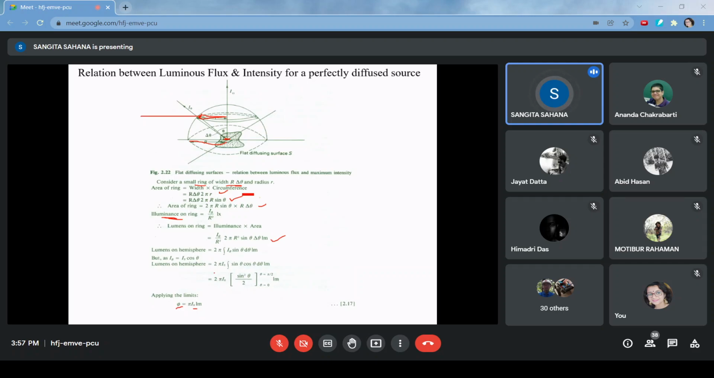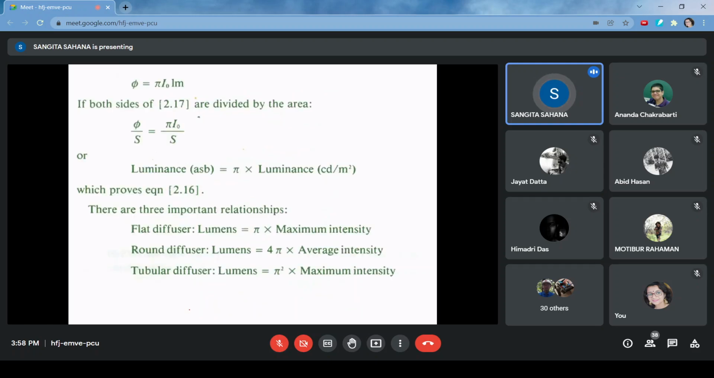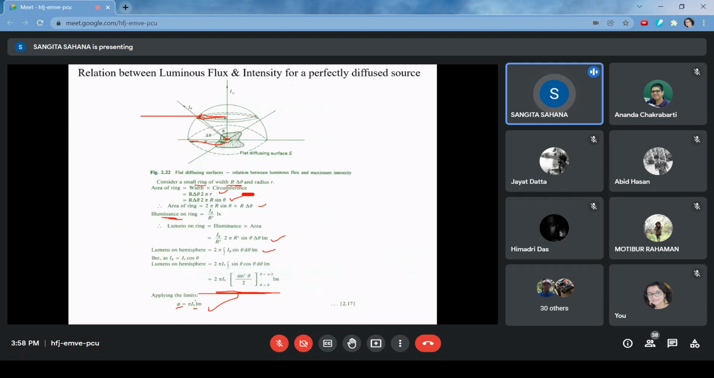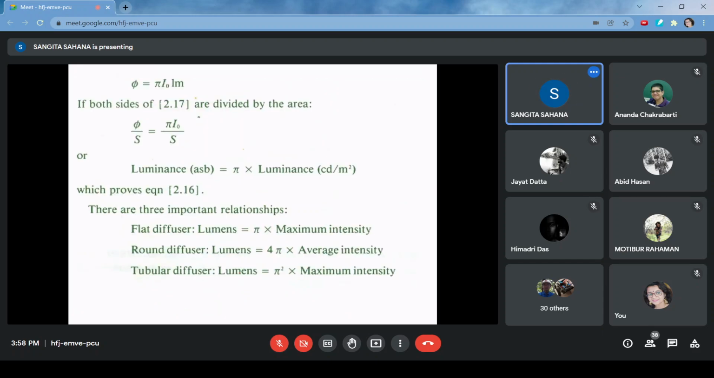So now if we want to find the lumen on the total hemisphere, you have to consider the limit from 0 to pi by 2. So then this will be the total limit. So if you calculate this, we will get pi I0. That means if the intensity of this source is I0, the total luminous flux will be pi into I0. So for this flat diffuser, lumen will be pi into maximum intensity.